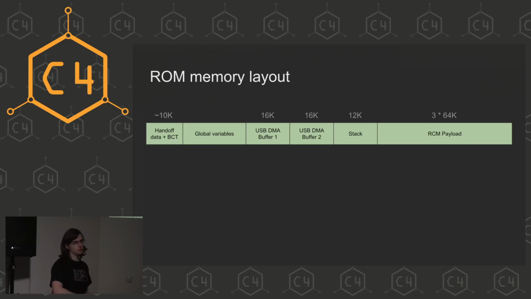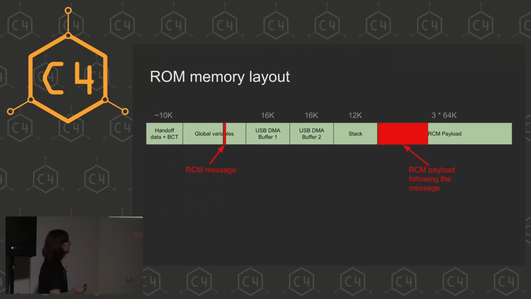It always uses the first one, then the second one, then the first one again. Here is the stack. And then here's the RCM payload buffer. This is the code that we would jump into. So what the boot ROM does is the RCM message, these 680 bytes here, will be put here into the global variables. And the RCM payload following that message will be put here into unused memory that's never touched by the boot ROM except for this RCM payload download.